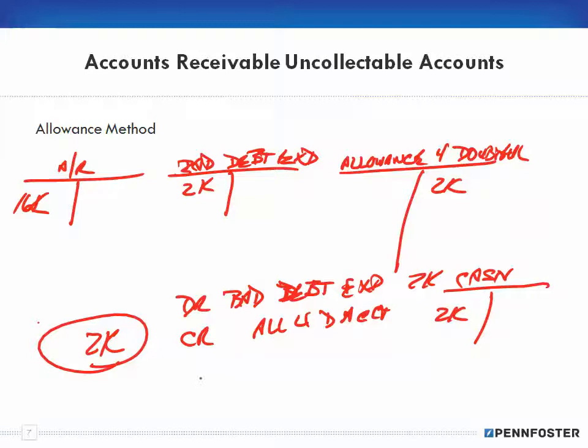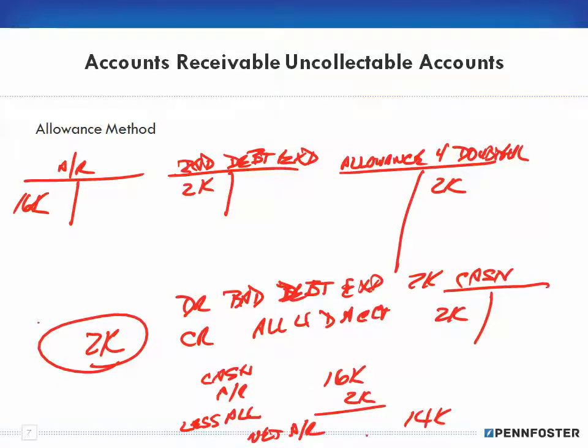So remember, on your balance sheet, you're going to have your cash, your accounts receivable, and then you're going to have your allowance account. So your accounts receivable will show the $16,000 less the allowance for doubtful account of $2,000. So your net accounts receivable is going to be $14,000, and that's how you know what your accounts receivable is. Sure, your accounts receivable says there's $16,000 in it, but you're guesstimating that you're going to write off $2,000 and that your accounts receivable is only the actual $14,000.